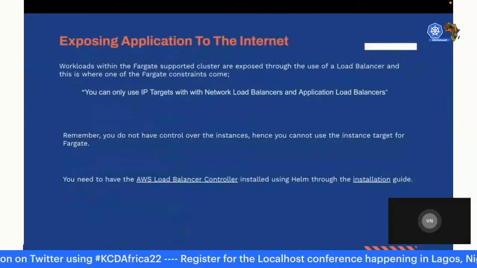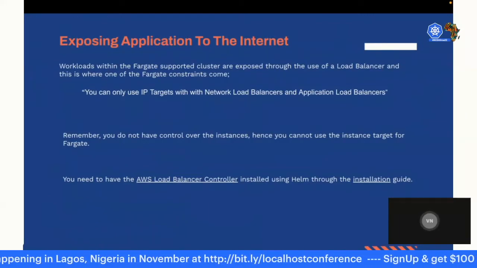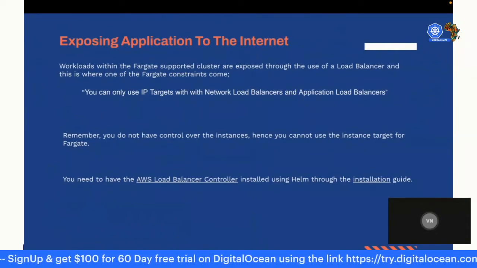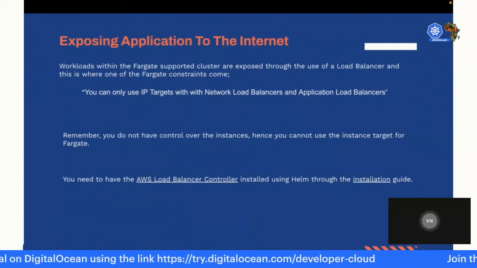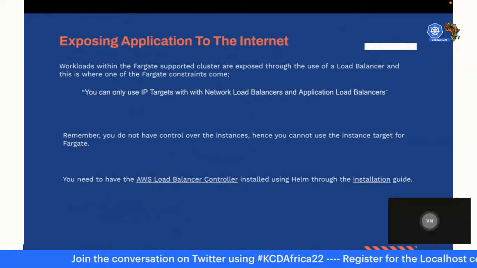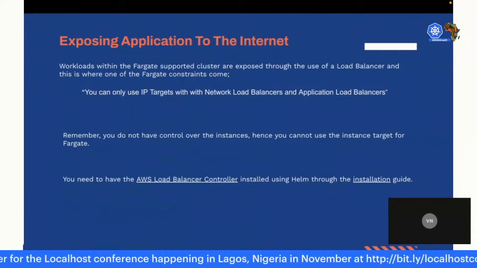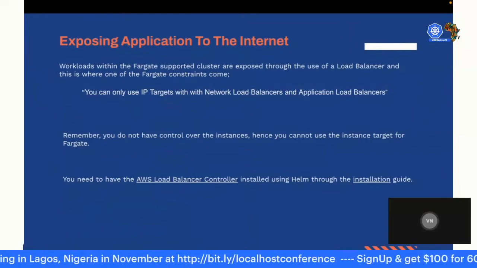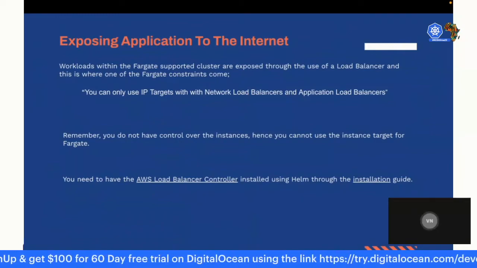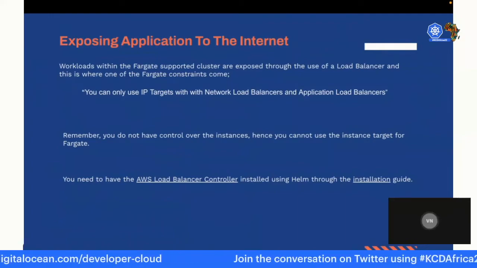Then this is the next interesting part of this talk, which is exposing the application to the internet. Workloads within Fargate-supported clusters are exposed through the use of a load balancer. And this is where one of the constraints of Fargate comes in, which is the fifth that I mentioned earlier on: you can only use IP targets with network load balancers and application load balancers. This is because you do not have control over the instances. Remember, we said Fargate is used when you want AWS to manage the instances for you. So you cannot use instance targets for Fargate because those instances are not being managed by you. They are being managed by AWS.